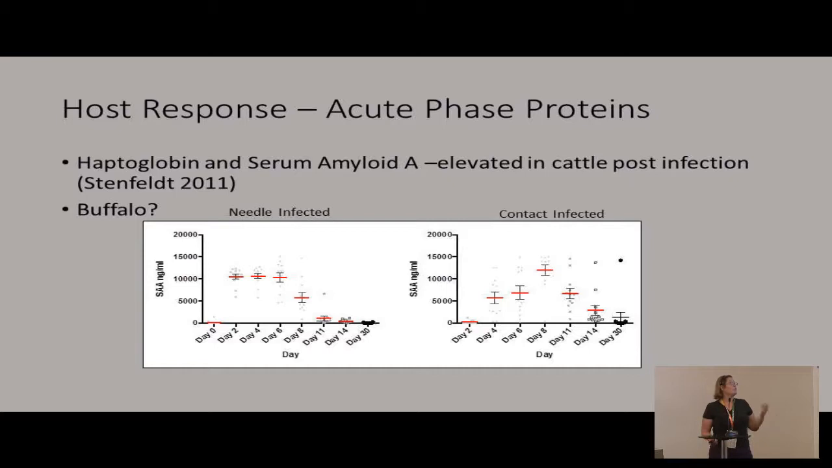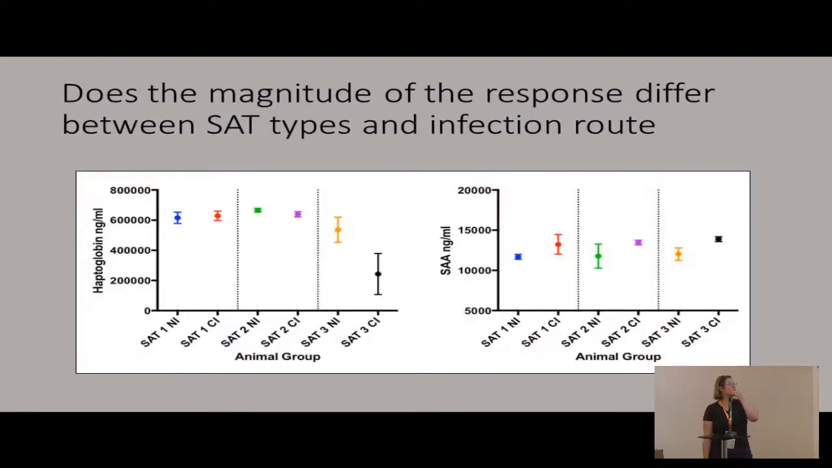And so then I wanted to ask, well, does the peak differ between those that were needle infected and contact infected, the size of the peak, or between SAT 1, 2, and 3 by the 3 viruses that we used, which Francois just said out loud about 5 minutes ago? And the answer is, for the most part, no, with a few exceptions.